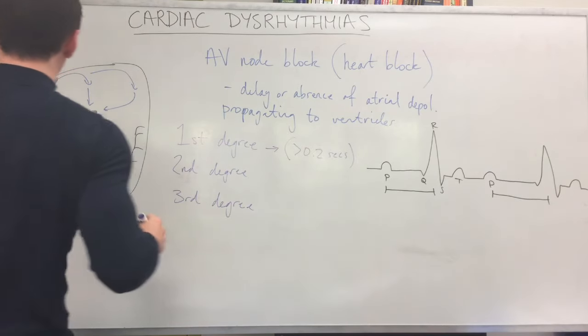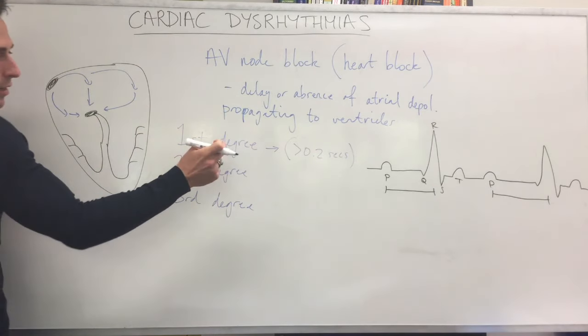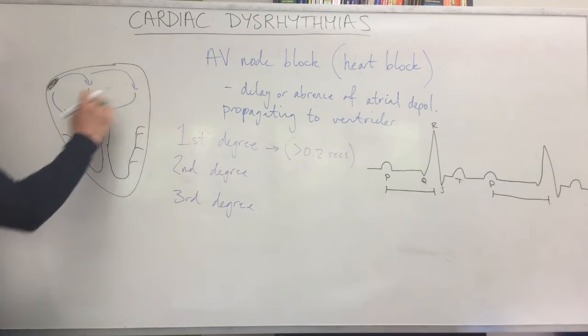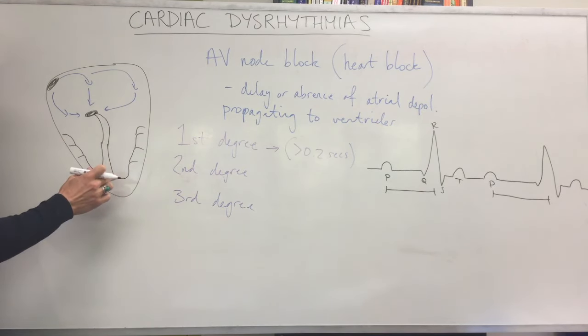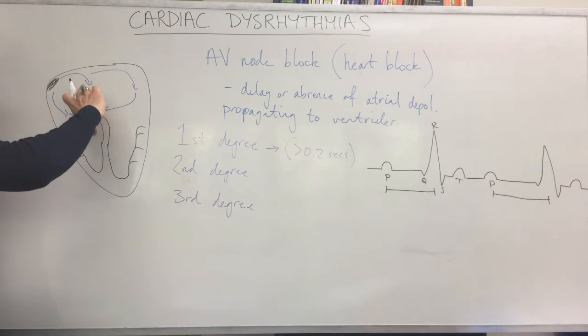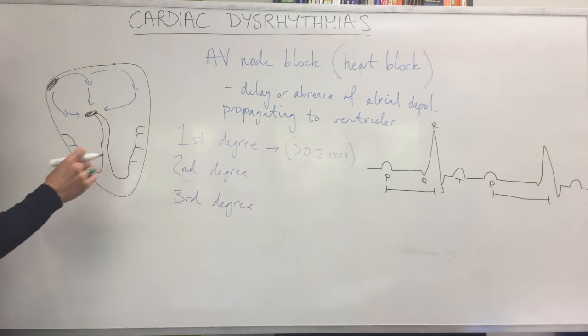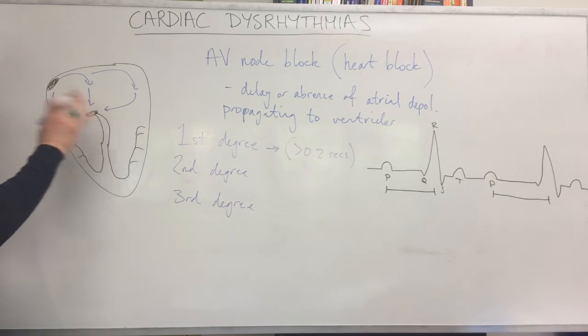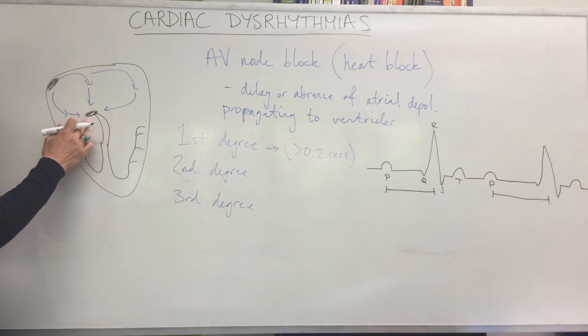Third degree heart block, what's the difference? Well, I've stated in first and second degree heart block that there's a delay from the atrial depolarization to the ventricular depolarization, which means you get a longer break between the P and R interval. That's for first degree. Second degree, again, you get this halting, but sometimes some of these atrial depolarizations don't ever even propagate into a QRS complex.